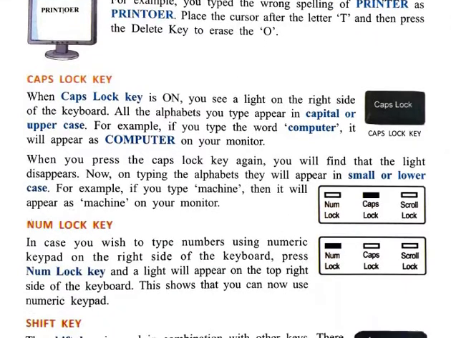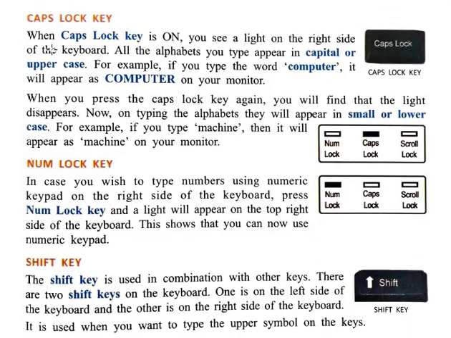Next one is the caps lock key. When the caps lock key is on, you see a light on the right side of the keyboard. All the alphabets you type appear in capital or uppercase.